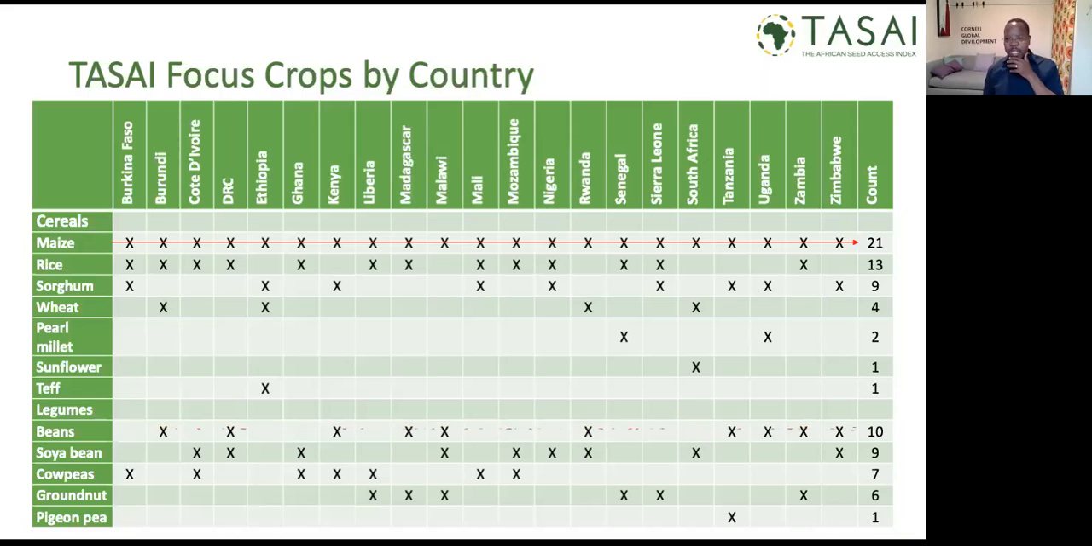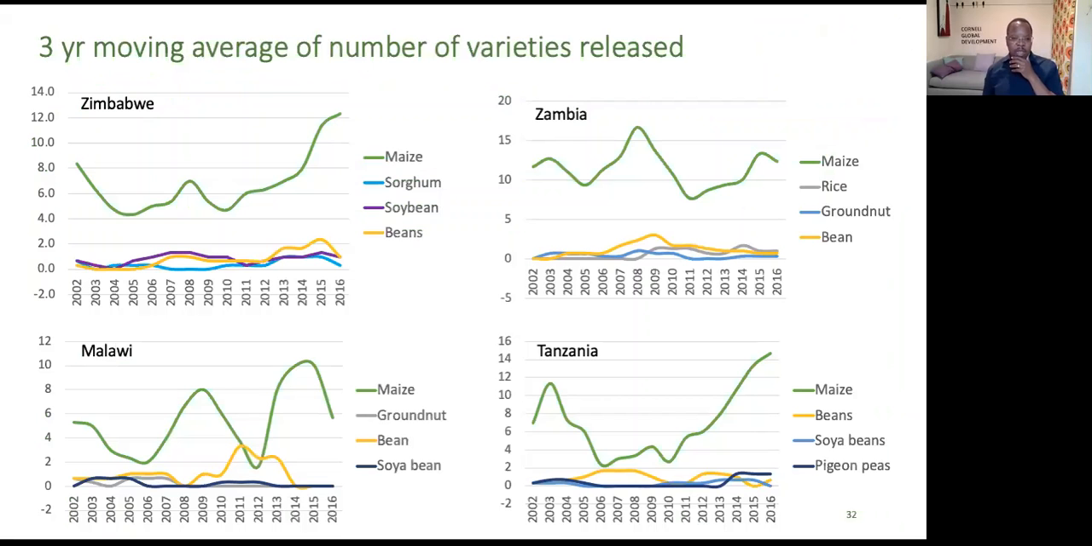So now I'm going to share with you some of the key results that we're finding. What are the key findings to date? Here's an example. When it comes to number of varieties that are being released, these graphs show you the 3-year moving average of number of varieties released per country. So these are almost like new innovations, think of them in the world of cell phones, how many new cell phones are being launched each year.